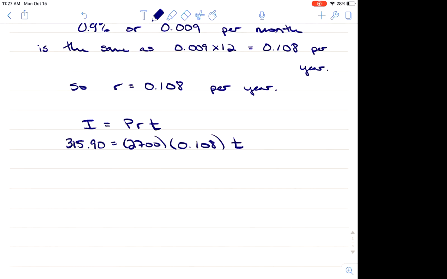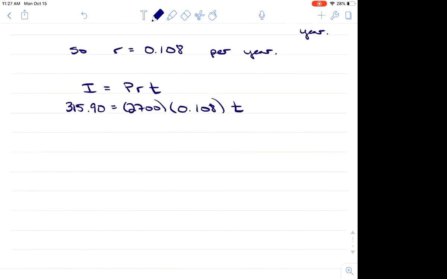So it doesn't matter how we do it. We could multiply the 2,700 by the 0.108 first and then divide them over, or divide them over together and then simplify. It really doesn't matter. Okay. So I'm going to say that T, kind of my go-to move, is 315.90, sorry guys, over 2,700 times 0.108. Right? Just dividing both sides by whatever is multiplying the T. Move it over.